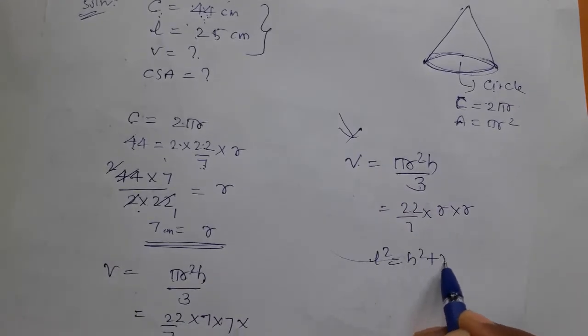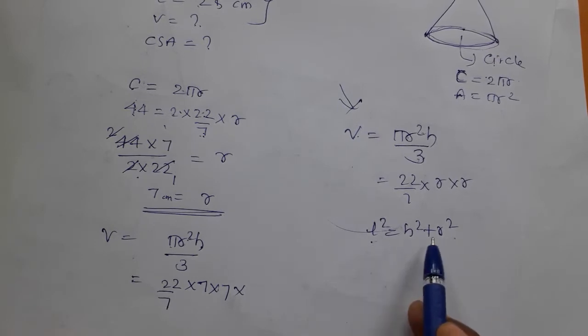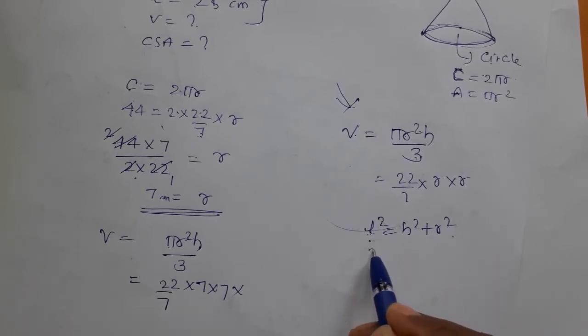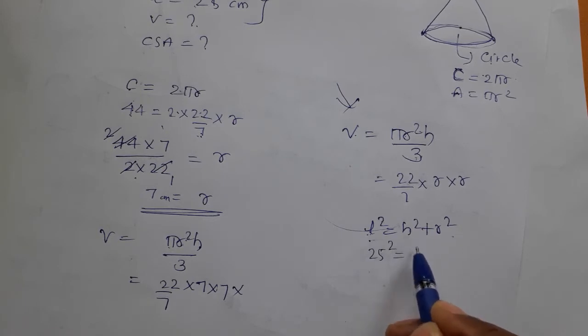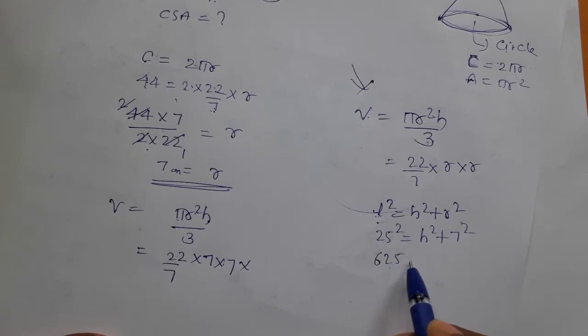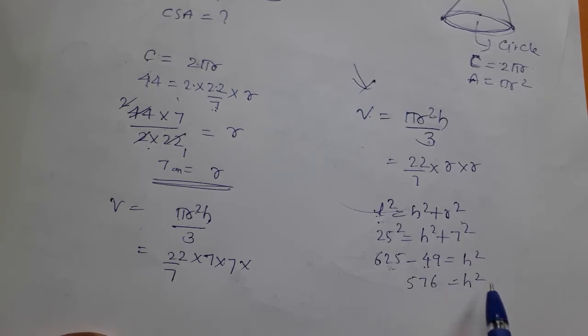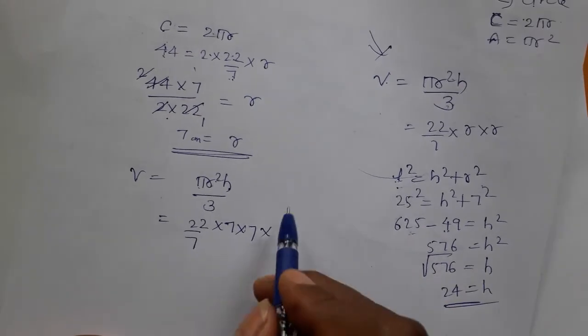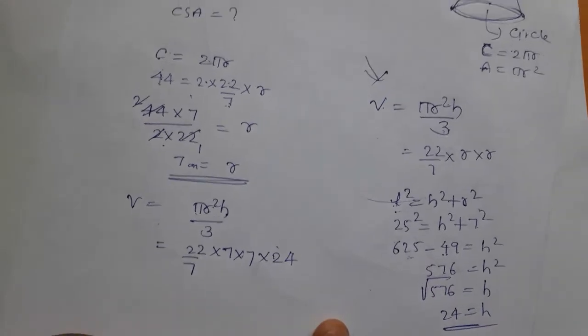In a cone, this formula is very useful to find an unknown. L is already given, 25 square. Height is not given. Radius is 7 square. Now it is 625 minus 7 square, that is 49, equal to h square. These two subtracted, you get 576 equal to h square. Then h is equal to root 576, which is 24. H is 24, that you can put here.